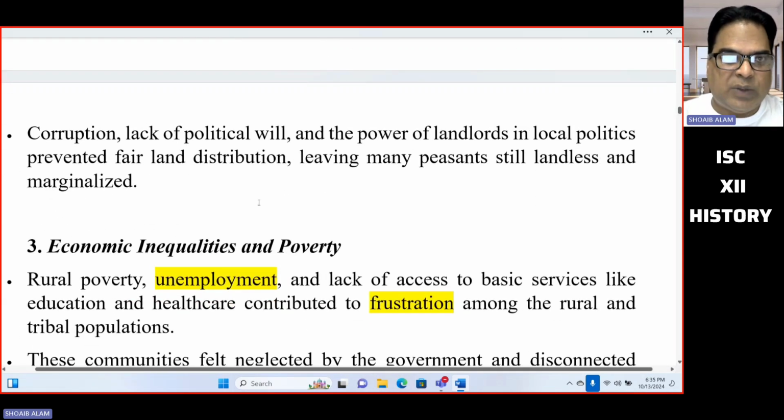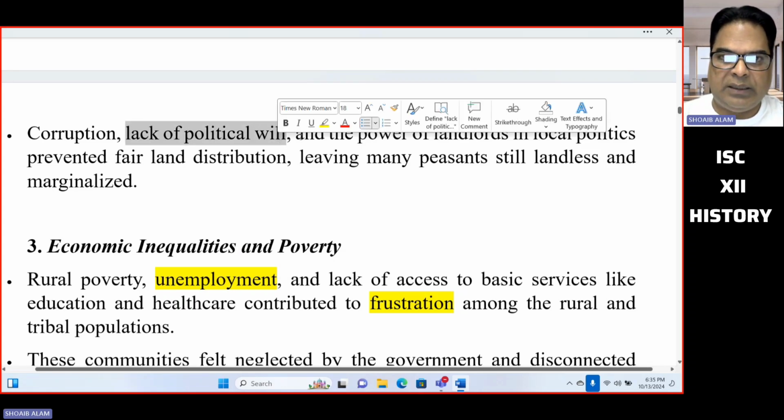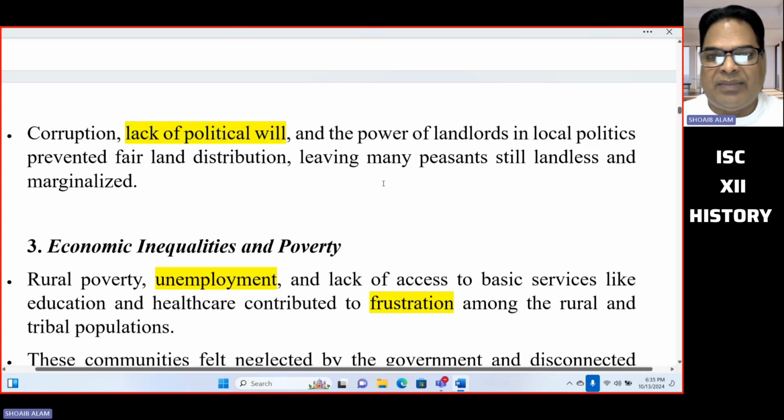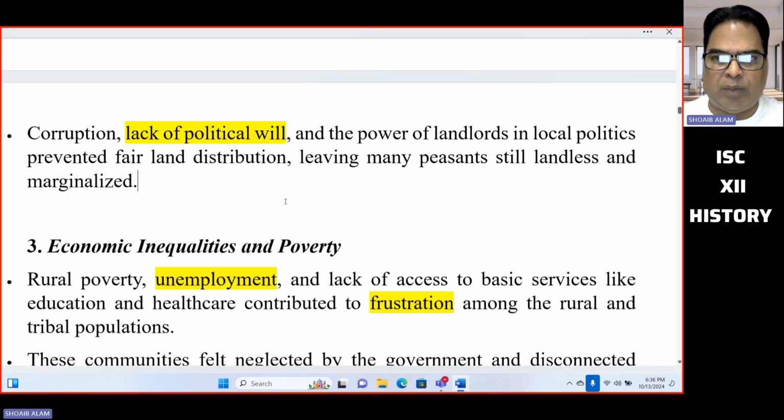Next one is corruption and lack of political will. Let me highlight it. Lack of political will and the power of landlords in local politics prevented fair land distribution. It was due to the interference or the power of landlords in local politics that fair land distribution was prevented, leaving many peasants still landless and marginalized.